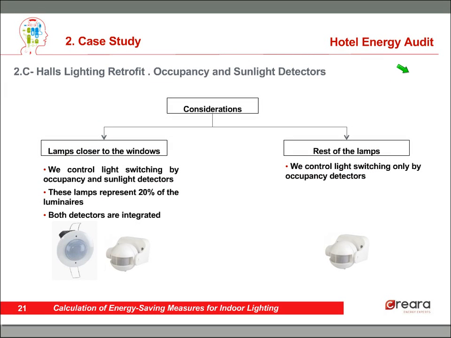And we're also studying the occupancy and sunlight detectors in the halls. First considerations, we're going to analyze the lamps closer to the window and the rest of the lamps. The lamps closer to the windows, we're going to control the light with occupancy and also sunlight detectors. These lamps, in this hotel, represent 20% of the luminaires, and the 80% are not so close to the window, so we are only considering occupancy detectors.